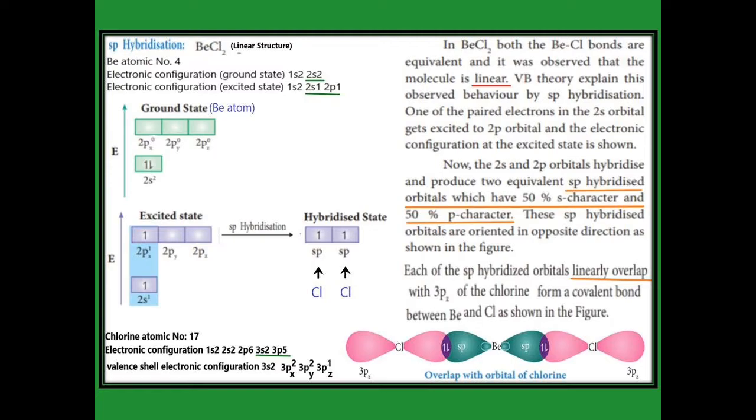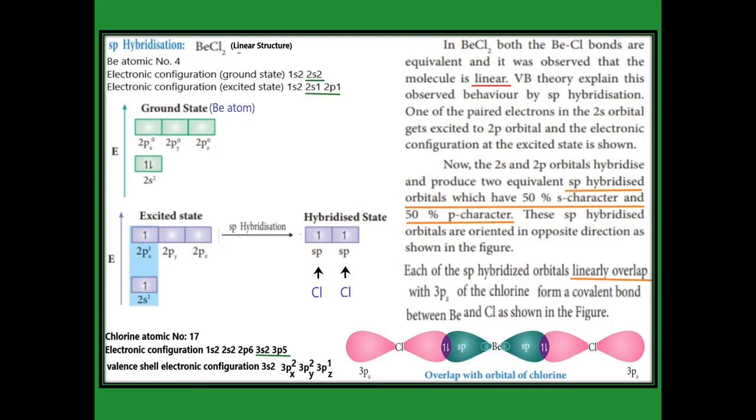Now, of the 2s2, one electron is excited to the 2p orbital, because in the second orbit we have s orbital as well as p orbital, but in the first orbit we have only the s orbital. So one s electron is excited to the p orbital. Now see the diagram: the 2s2 in green color, and the 2p orbital is empty. After excitation, one of the s electrons goes to the p orbital, indicated in the violet color box.